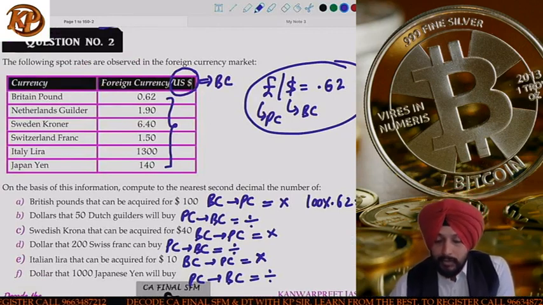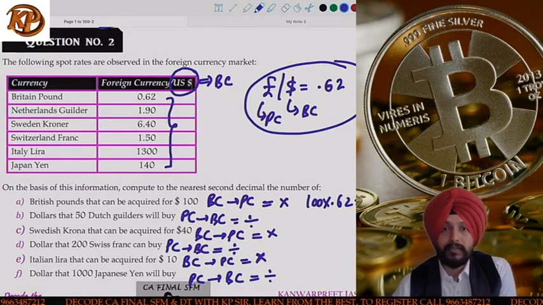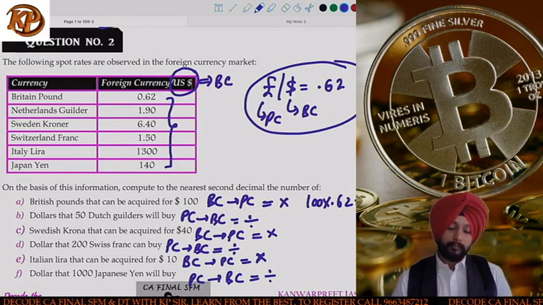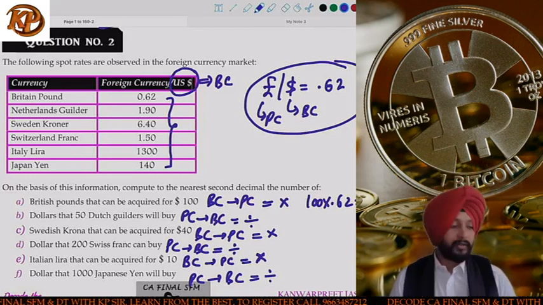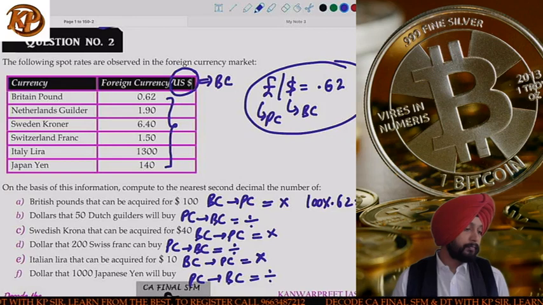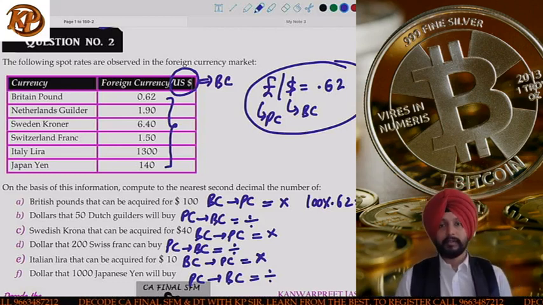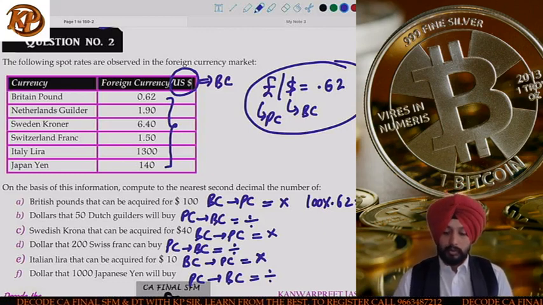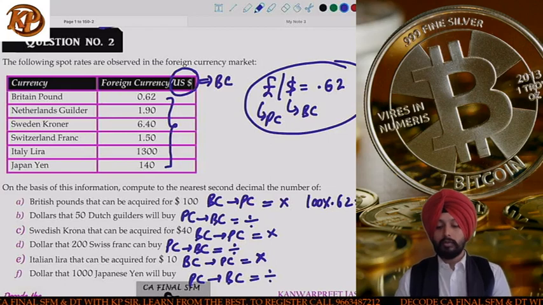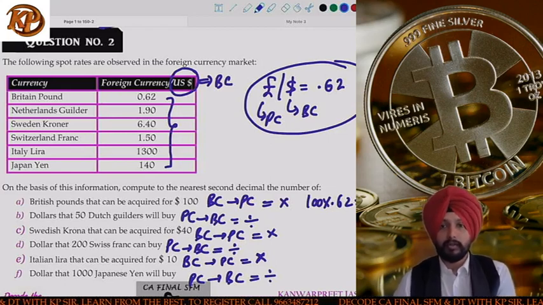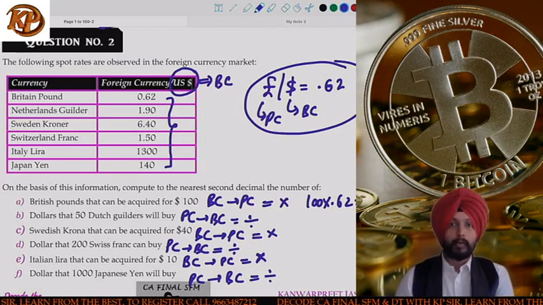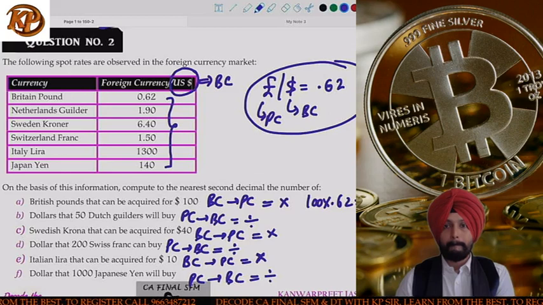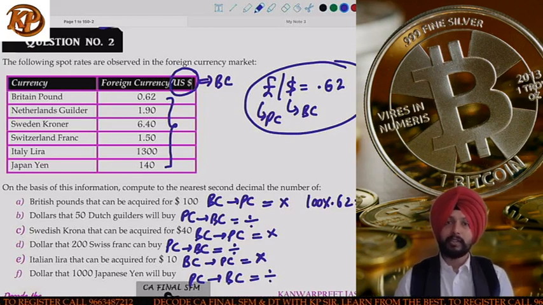Let's write, guys. Looking at pound per dollar quotation, please write, looking at pound per dollar quotation, we understand it is price of dollar expressed in terms of pound.